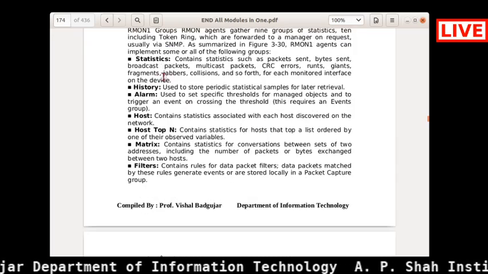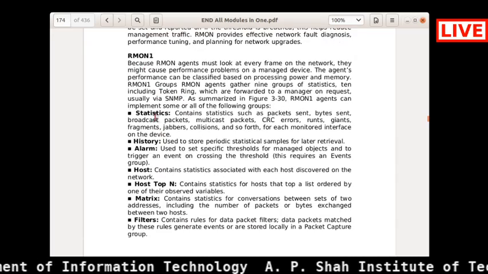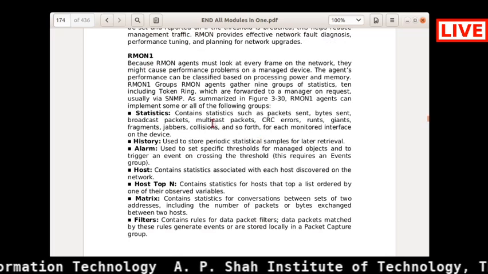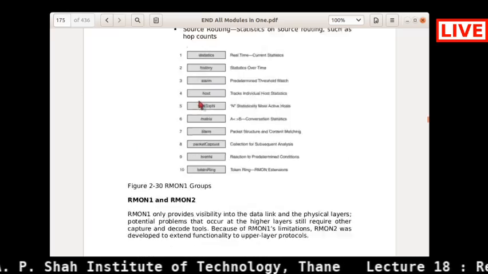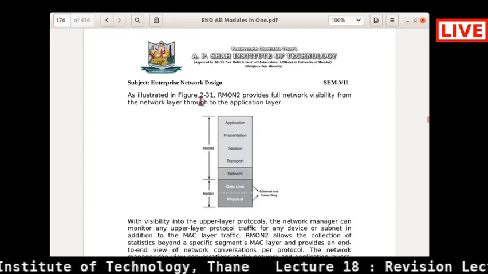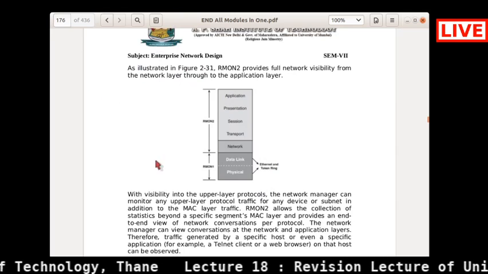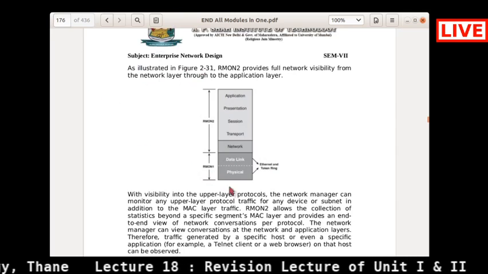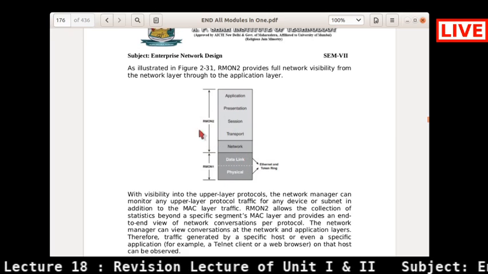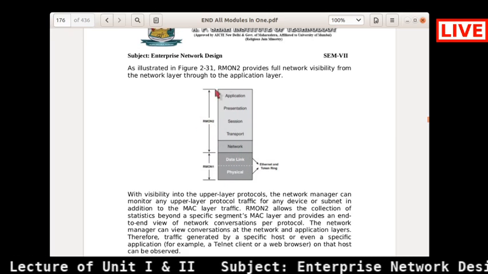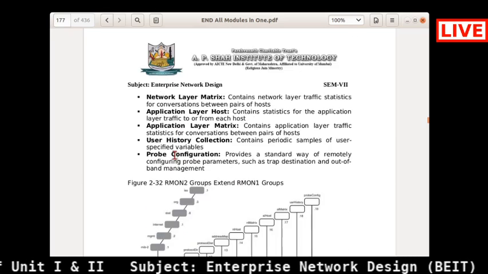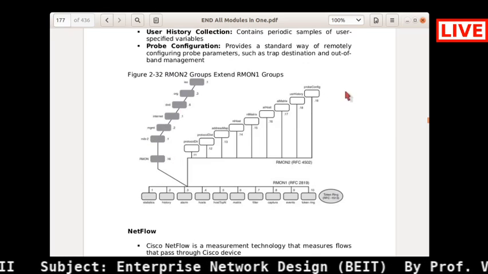yes, in RMON 1 and RMON 2, what are the different groups, right? In RMON 1 there are a total of 10 groups, in RMON 2 a total of 9 groups, right? So RMON 1 works on which layers? It works on the physical and data link layers, and RMON 2 works on the higher layers, from network to application, right. That also you must know. Okay, this particular diagram you must know.